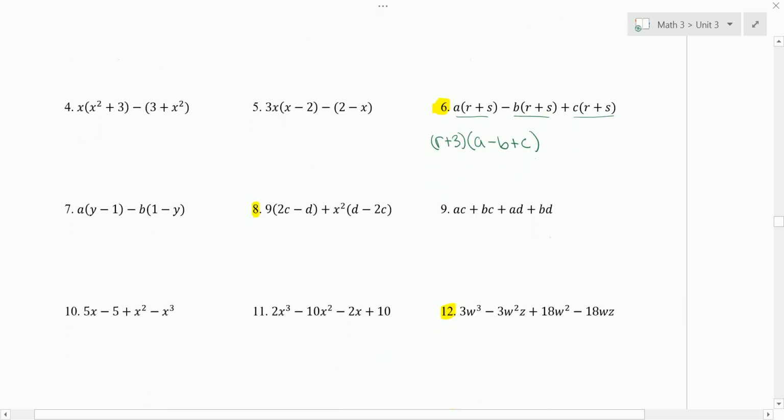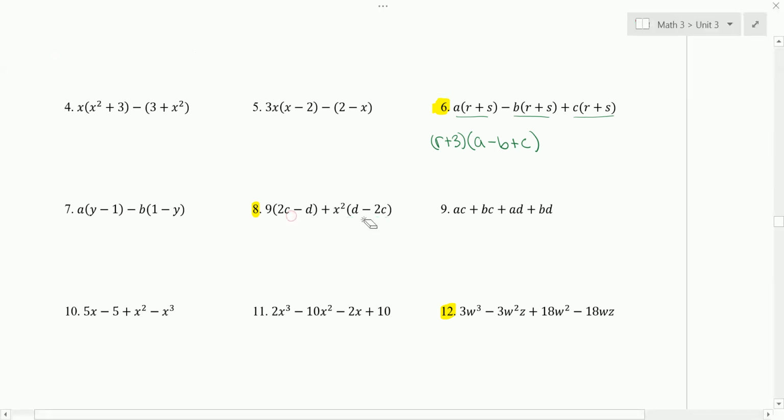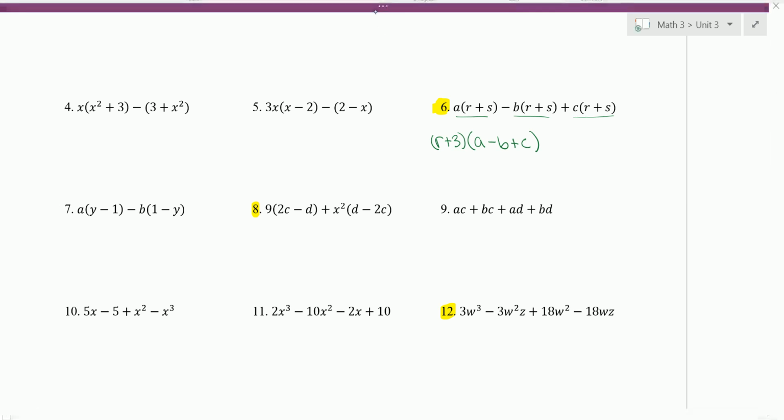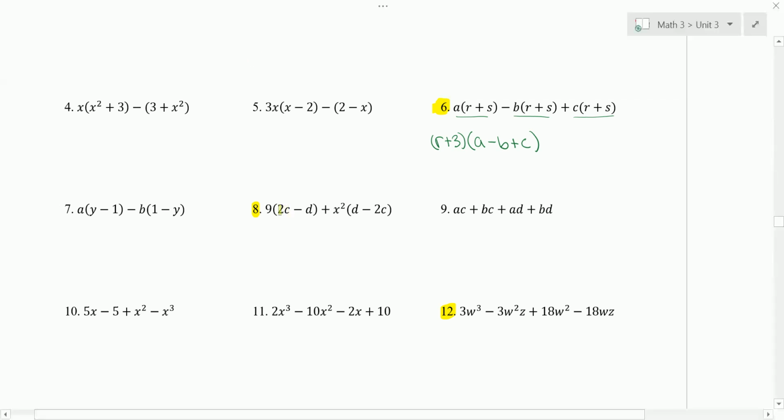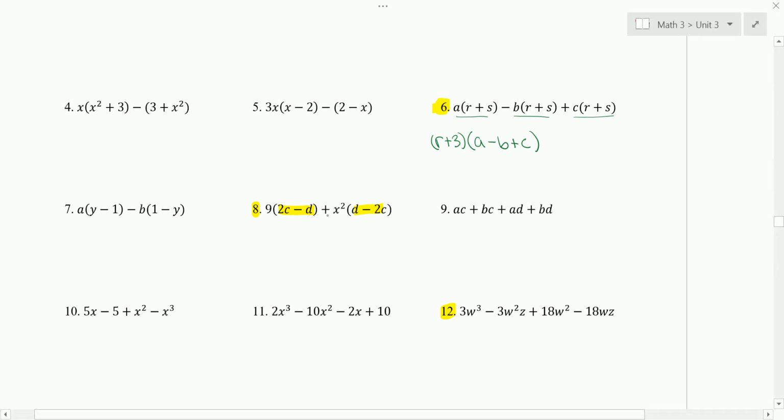Number 8, look at the first two terms, the ones I'm underlining. They both have a 2c minus d. Well, actually they don't. They almost do. One is 2c minus d, the other one is d minus 2c. They're not quite the same, they're actually opposites of each other. So one is a positive 2c, the other one has a negative 2c. One has a negative d, the other one has a positive d.